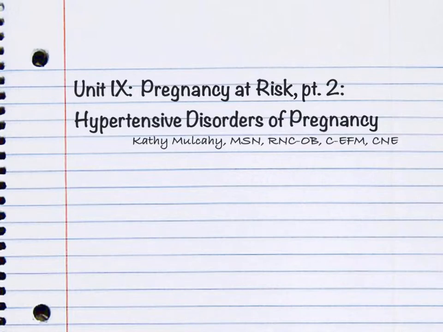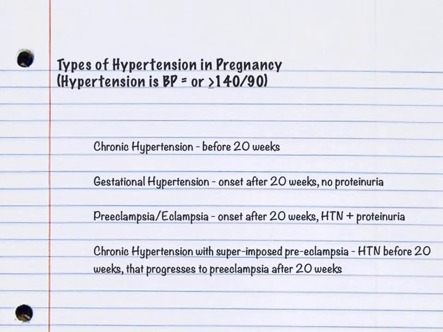So we'll begin. There are four basic types of hypertension in pregnancy. Hypertension here is defined as a blood pressure greater than or equal to 140 over 90. We have chronic hypertension, and this is any hypertension that is diagnosed before 20 weeks of pregnancy. So that includes a mom who didn't have a history but came for prenatal care, or maybe on her second prenatal visit had a blood pressure that was elevated into the hypertensive range.